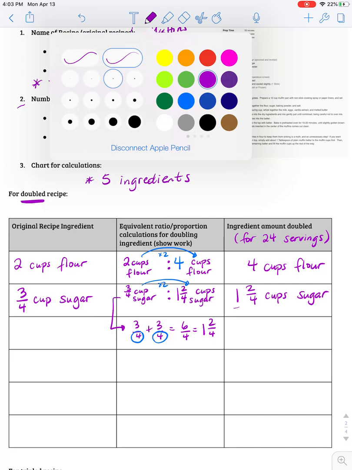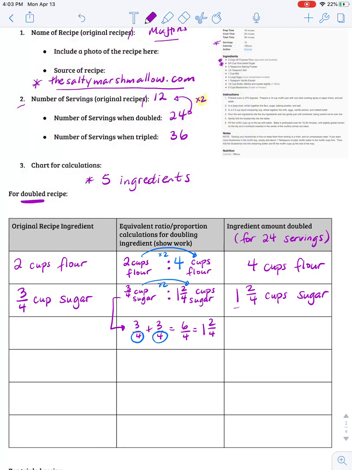Okay, the next one we'll do is 1/4 teaspoon of salt. Okay, so I'm just going to go down to the next line here. 1/4 teaspoon of salt. So I know again I'm going to set up my ratio. So 1/4 teaspoon of salt. And yes, I do expect to see your work fully shown. This is an example of showing your work. So please make sure you do that. If you don't have enough room on the chart, you could do it in a different area, but just make sure you submit it with the assignment.